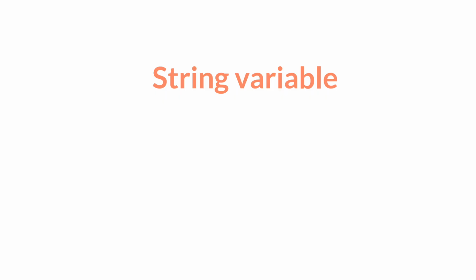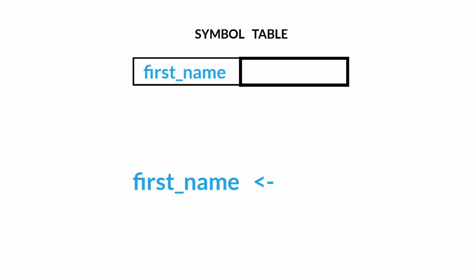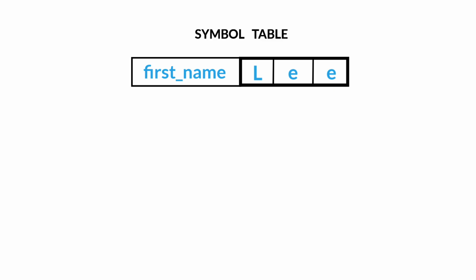Recall that the variable type string allows sequences of characters to be stored in a variable. For example, a string variable first name can be assigned the value Lee. Although the value of a string variable is held directly in the symbol table, in actuality, strings are a special case of sequential structures. Each character in a string is an element of the structure and can be referred to by the index of its location.